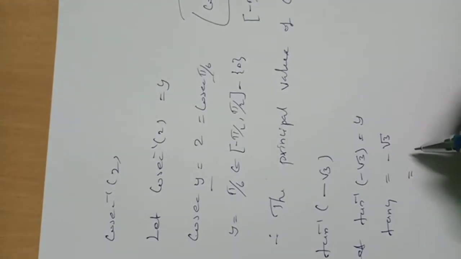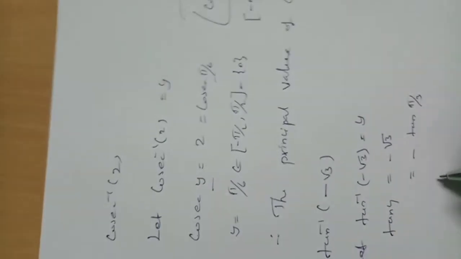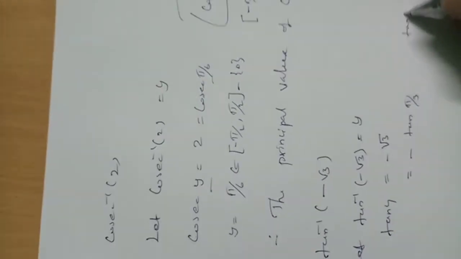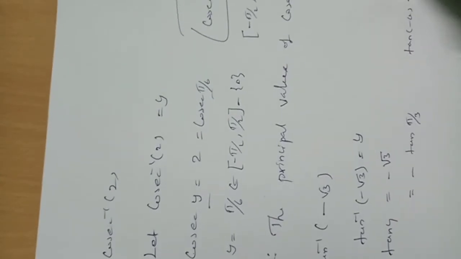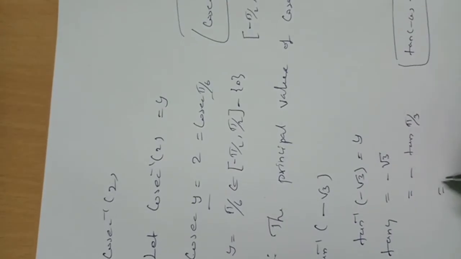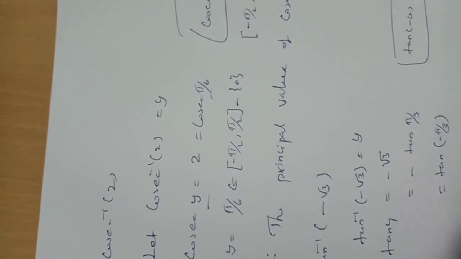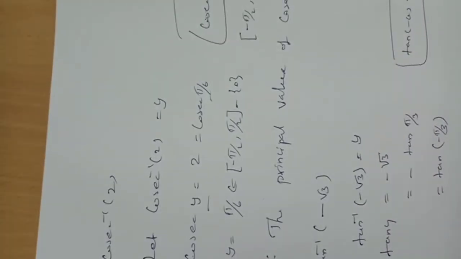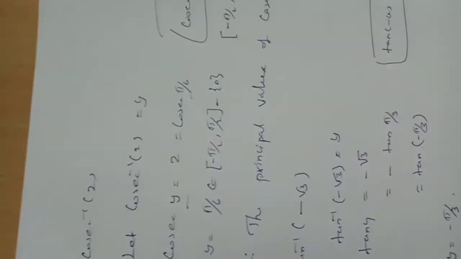This is equal to minus tan pi by 3, since tan of minus theta equals minus tan theta. So this can be written as tan of minus pi by 3. Tan y is equal to tan of minus pi by 3. So y is equal to minus pi by 3.